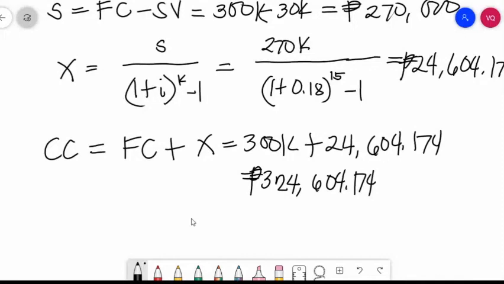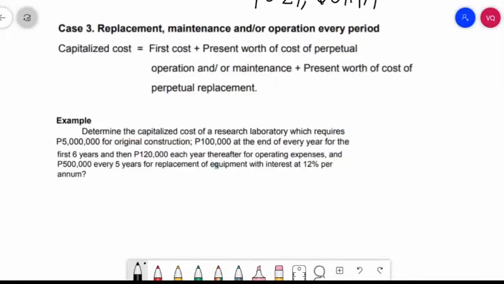The third case will be the combination of case 1 and case 2. So there will be a first cost, replacement, and the operation and maintenance cost. So problem: determine the capitalized cost of a research laboratory which requires 5 million for original construction, 100,000 at the end of every year for the first 6 years, and then 120,000 pesos each year thereafter. The word thereafter is equivalent to infinity. So that is for operating expenses, and 500,000 pesos every 5 years for replacement of equipment, with interest at 12% per annum.